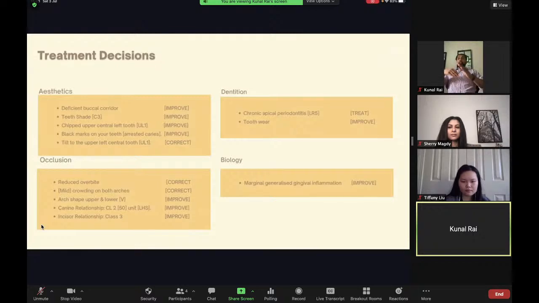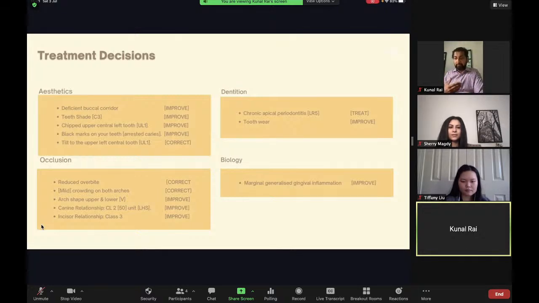From the problem list, we derived a treatment decision, whether we want to accept, improve, or correct something. So from the aesthetic aspect, we wanted to improve the buccal corridor. We wanted to give him a nicer smile. We definitely wanted to improve the teeth shade, do something about the chip tooth, about the black marks and the tilting.